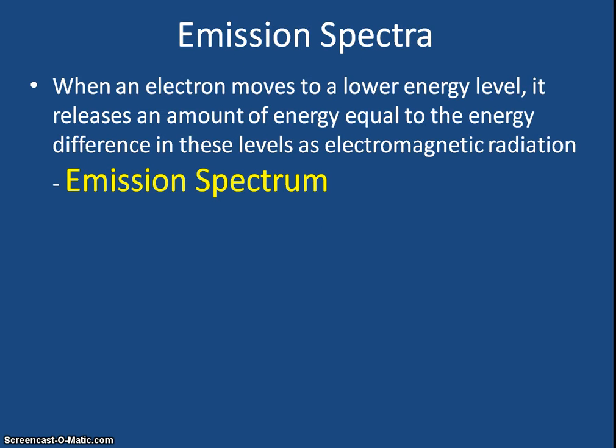So here's the definition of emission spectrum. It's kind of a long one. It's when the electrons move to a lower energy level, and it releases an amount of energy equal to the energy difference in those levels. It's kind of a long definition. Just make sure that you understand that it goes from the excited state to the ground state.